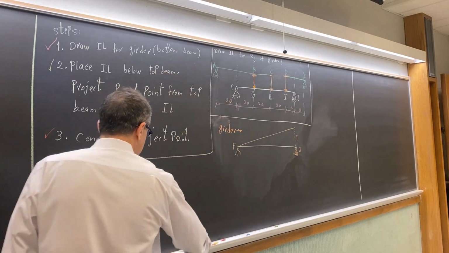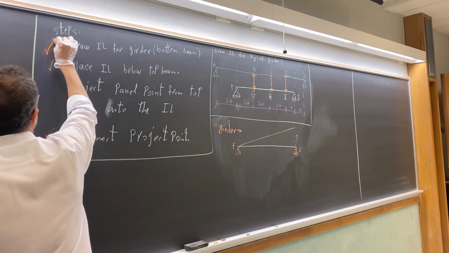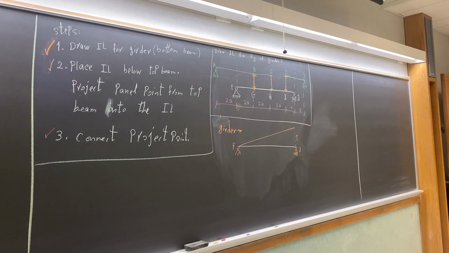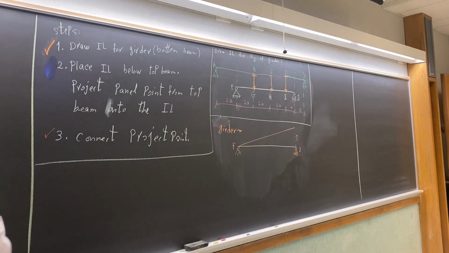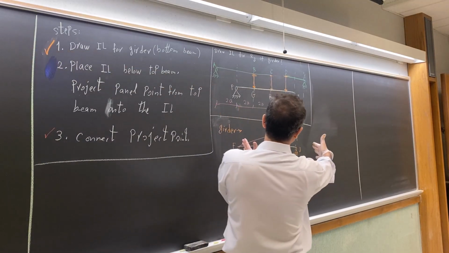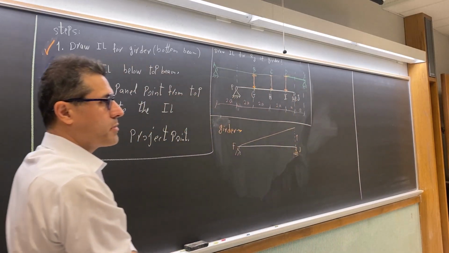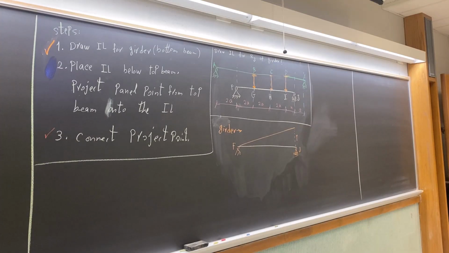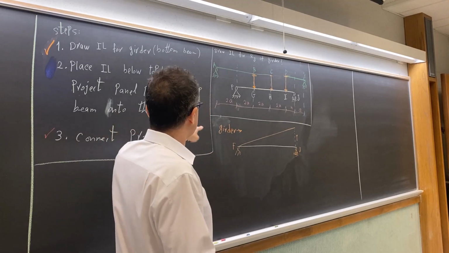Next step. So we are done with the first step. Second step, place that inference line below your top beam. Okay, we already placed it right below the green beam. The green beam is the top beam. It's already there. And then project the panel points from the top beam onto the inference line.